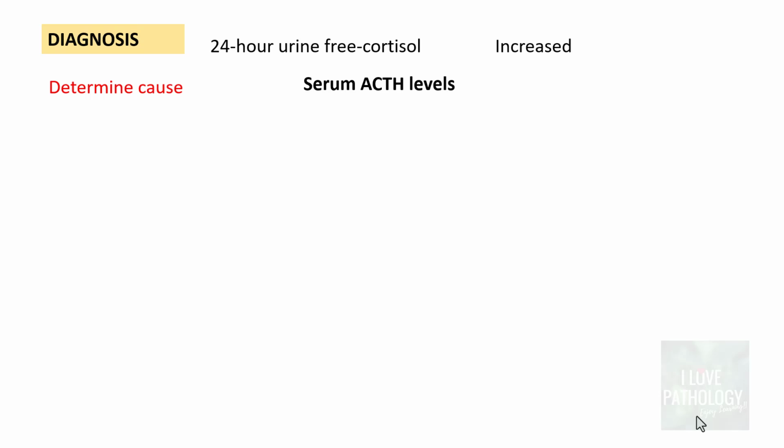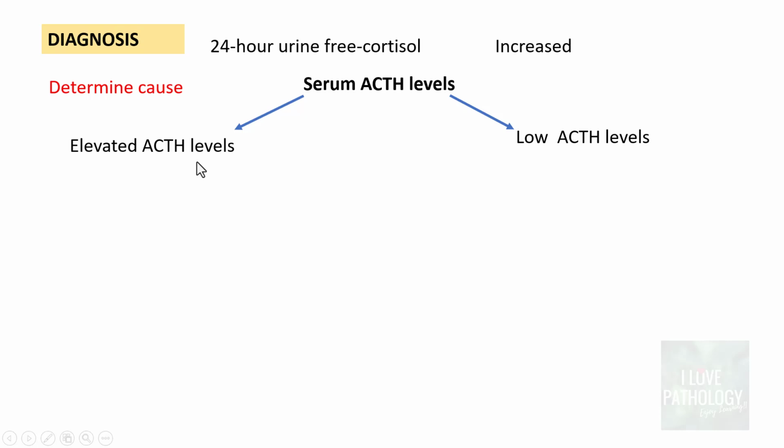If the patient is taking exogenous corticosteroids, you have the cause already known to you, right? If the patient is not on exogenous steroids, then you ask the patient to get serum ACTH levels, and serum ACTH levels can be either elevated or low. Okay. Now, what are the causes of elevated ACTH levels? You know, it could be because of either a pituitary cause or because of ectopic hormone secretion.